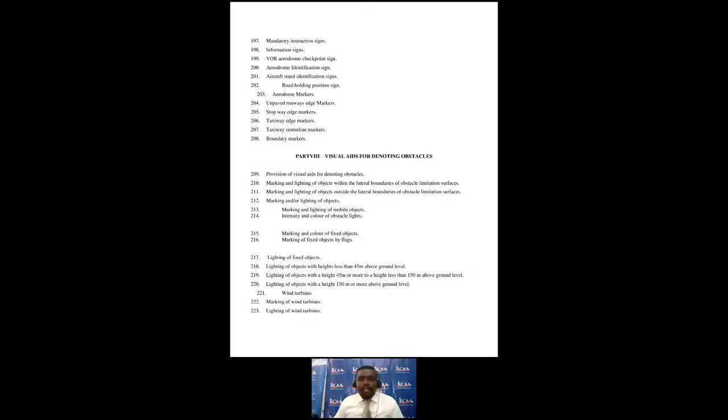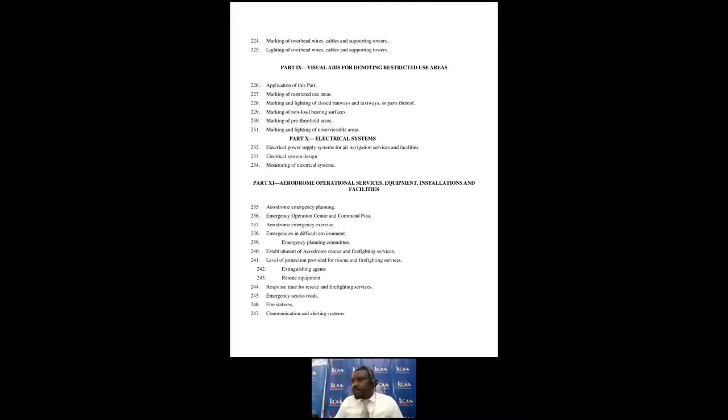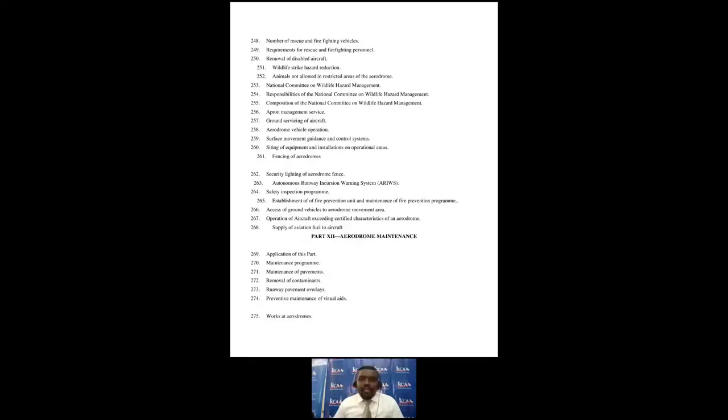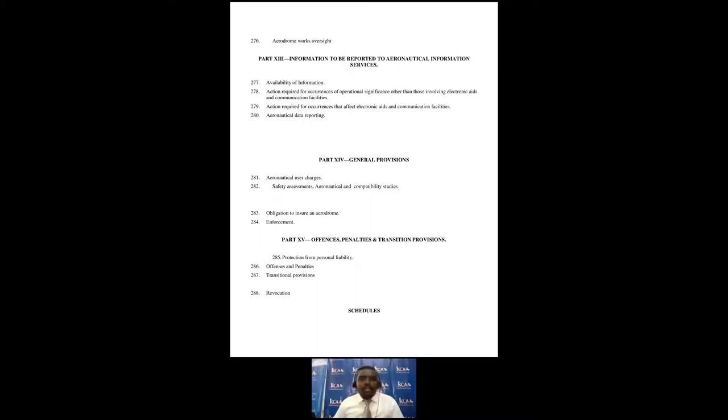Part eight, we have the visual aids denoting obstacles. Part nine is visual aids denoting restricted use areas. Part 10 is electrical systems. Part 11 is aerodrome operational services, equipment, installation, and facilities. Part 12 is aerodrome maintenance. But that needs information to be reported to Aeronautical Information Services. We have general provision as part 14. And then the last part is offenses, penalties, and transition provisions.